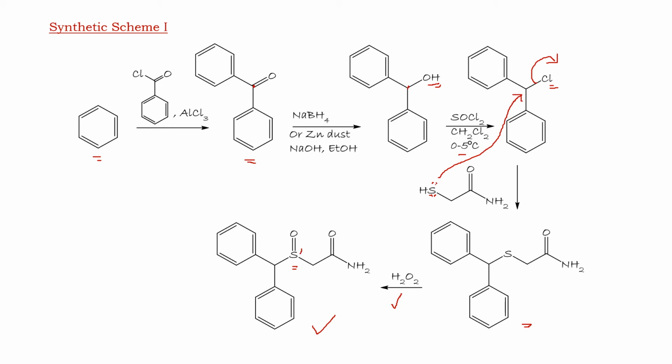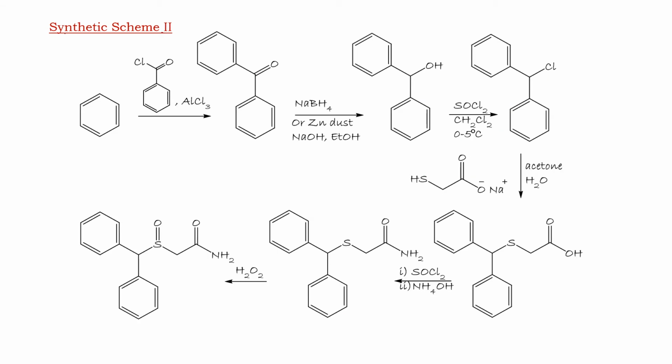Yes, indeed, we have here a chiral center, but it's fine. According to this process, we get a mixture, a racemic mixture. Okay.